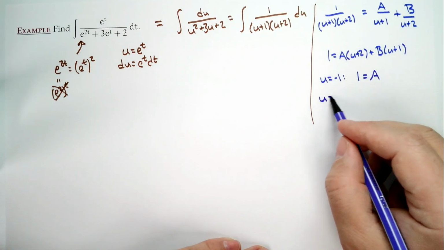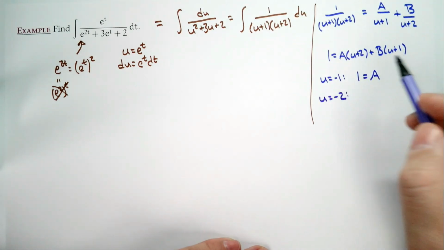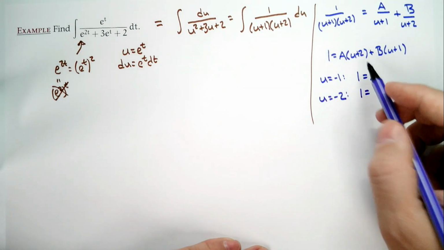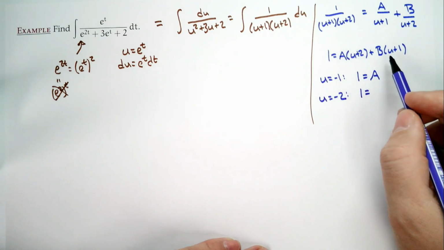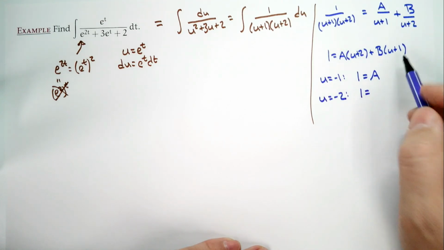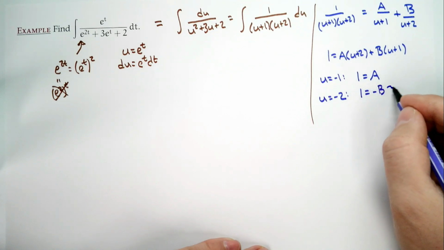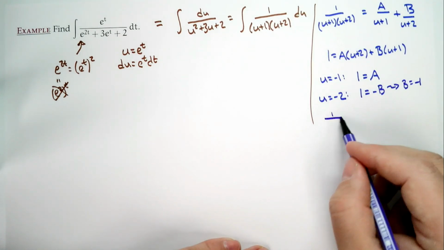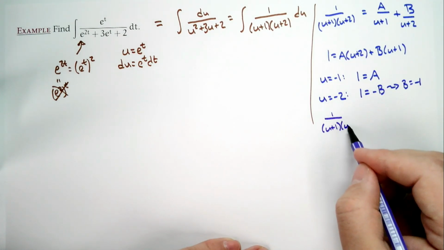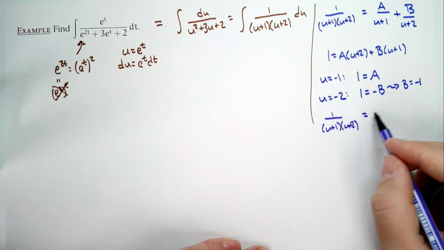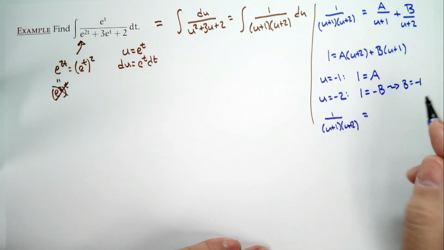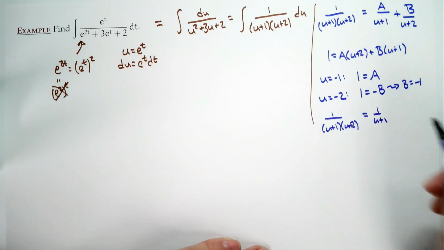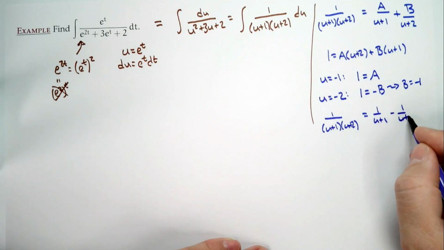If we choose u equal negative 2, then on the left-hand side, we have 1, because we always have 1. Now the first term goes away. We're going to get b times (negative 2 plus 1), which is negative b, which really tells us that b equals minus 1. Or updating, 1 over (u plus 1)(u plus 2) is equal to a over u plus 1, so 1 over u plus 1, then plus b, which is minus 1, so we can write it as minus 1 over u plus 2.